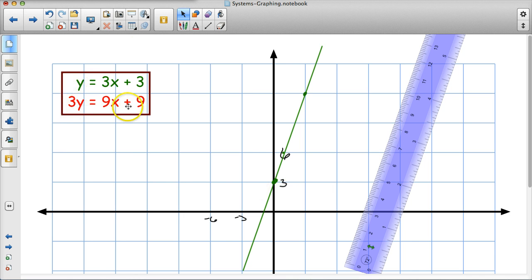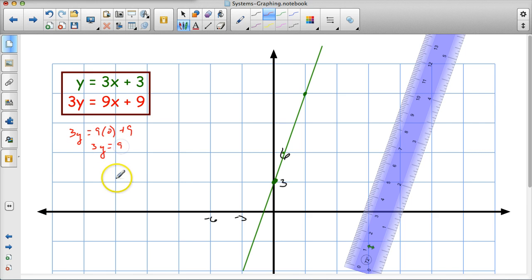Now I need to draw my red line. So again, I'm going to start with my y-intercept, but wait, I don't know what my y-intercept is. So I'm going to find it. I'm going to replace x with 0. So I have 3y = 9 times 0 plus 9, or 3y = 9. That means that y = 3. So I can plot the point (0, 3).